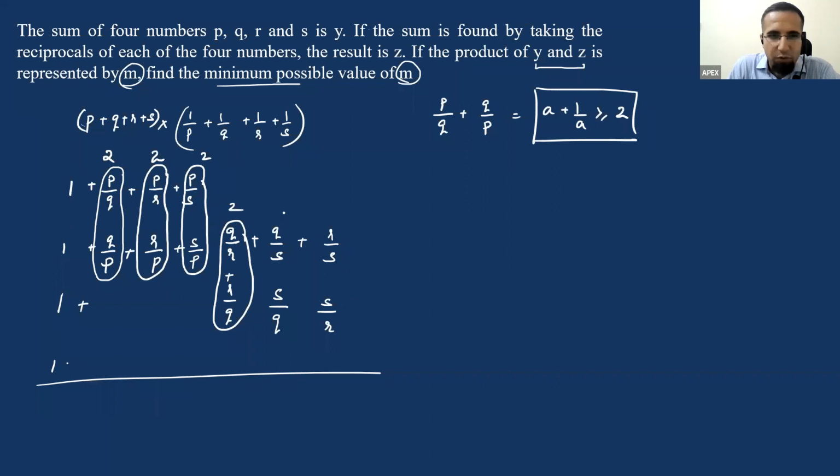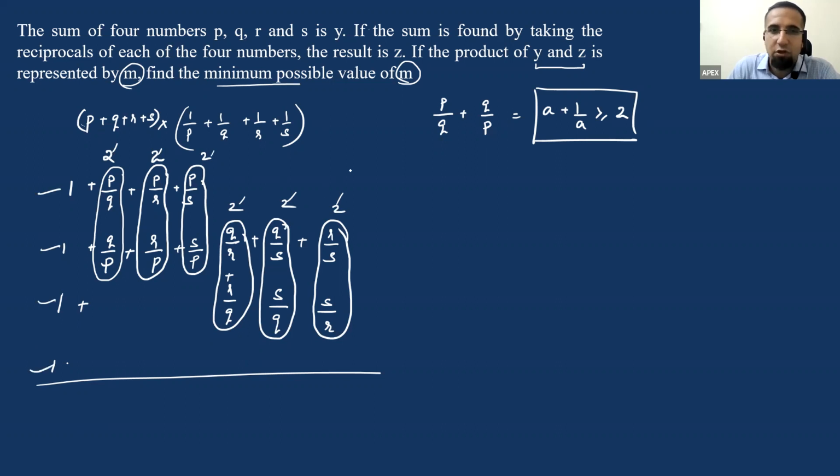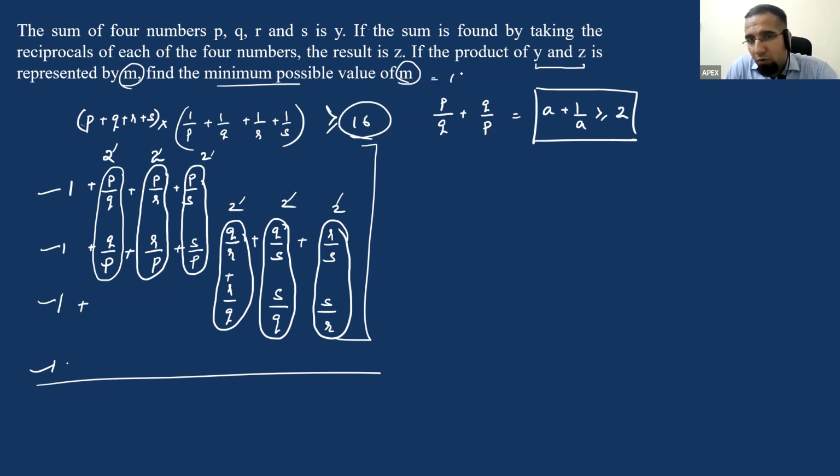Q by S plus S by Q will also give you 2. And this will also give us 2. So when I add all of them, what do I get? 1, 2, 3, 4, 5, 6... 12, 13, 14, 15, 16. So the minimum value of this sum will be greater than or equal to 16. If it is greater than or equal to 16, that means the minimum possible value is equal to 16. This is one way where we have seen this as a direct question in the class.